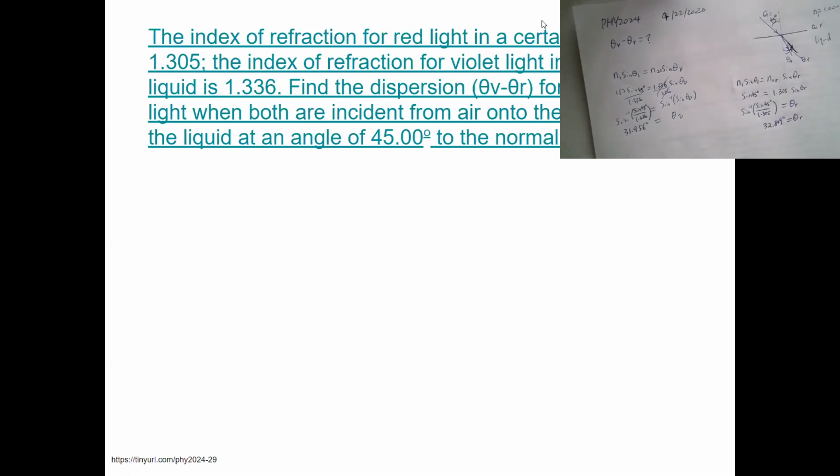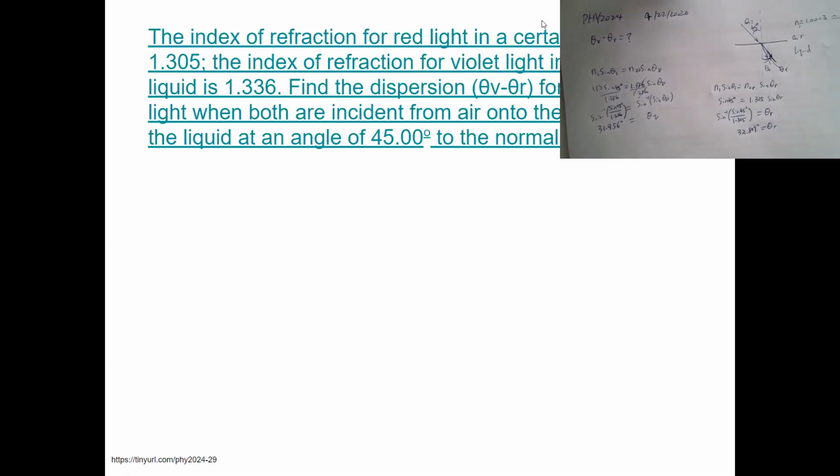So for the difference of the two angles, you'll just be doing theta v minus theta r, 31.956 degrees minus 32.809 degrees. It's going to be minus 0.853 degrees. That's the difference of the two angles.